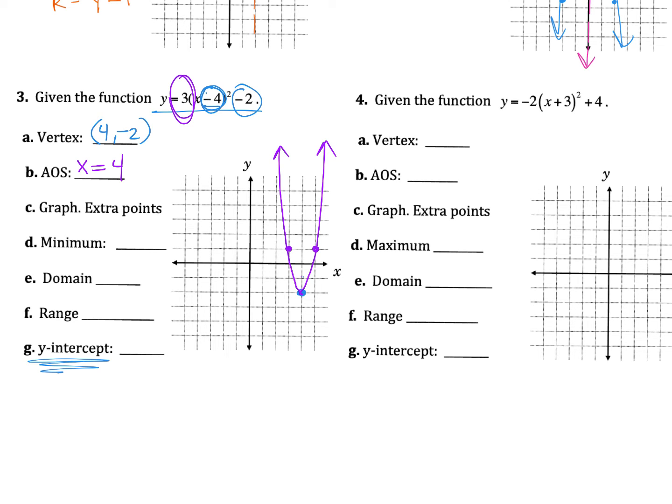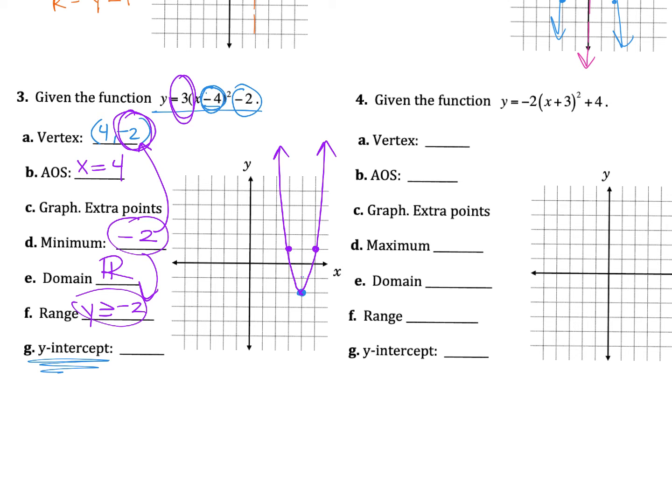What is your minimum? What is the y value's lowest point? -2. Your minimum will always be the y value of your vertex. So -2, right? Same as this right here. What's the domain? All real numbers. What's the range? And this one, the range, will always be that number right here also. Okay?